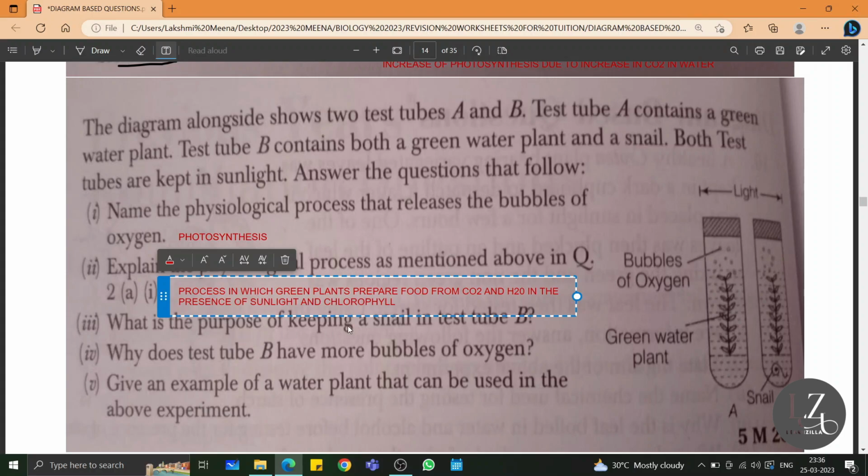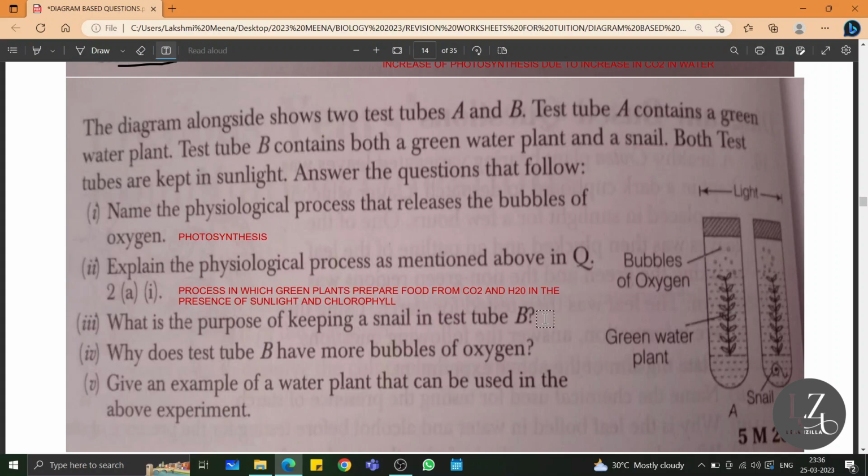So what is the purpose of keeping a snail in test tube B? Why is a snail kept? Snail is breathing out, respiration, right? When it is respiring, it releases carbon dioxide. Why is carbon dioxide necessary? Because for photosynthesis, the main raw material is carbon dioxide. So who is giving the carbon dioxide in test tube B? We can see more bubbles, right? More bubbles in case of B. So why does test tube B have more bubbles of oxygen would be the next question. But before that we will answer this.